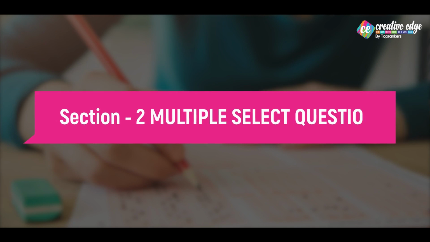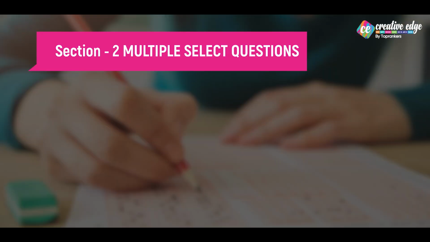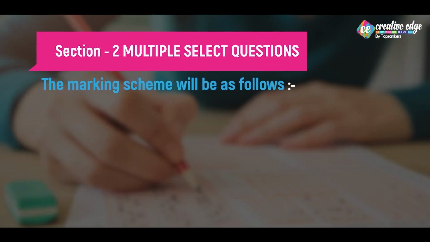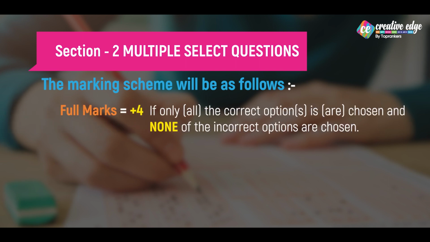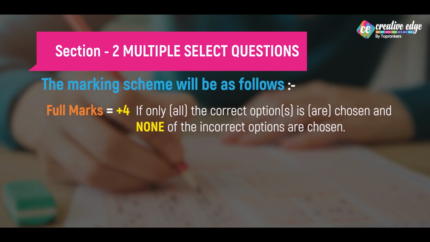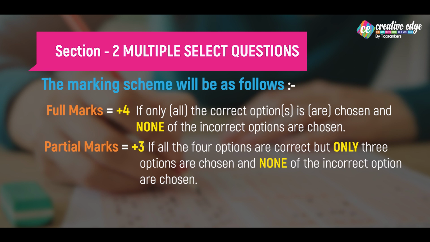Now let's see section 2, which is Multiple Select Question. Multiple select question means a question will have 4 options and more than one option will be correct. The marking scheme will be as follows. You will be rewarded full marks if all the correct options are chosen and none of the incorrect options are chosen. If all the 4 options are correct but only 3 options are chosen and none of the incorrect options are chosen, then you will be rewarded partial marks 3.